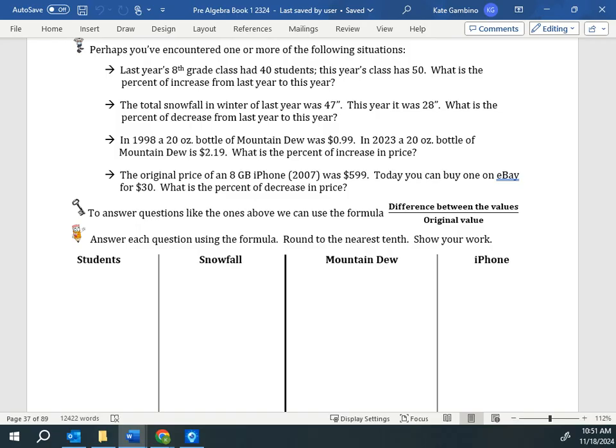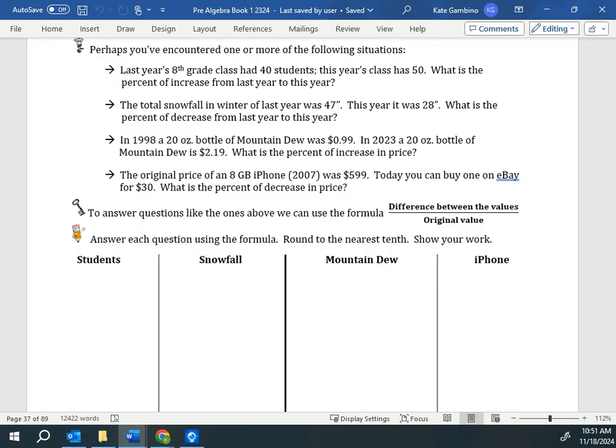The original price of an 8 gigabyte iPhone in 2007 was $599. But maybe today you can buy one on eBay for just $30. What is the percent of decrease? Okay, so we're going to be finding out those differences, that percent of change, either increasing or decreasing. And there is a formula that we use. You will want this formula on your help sheet.